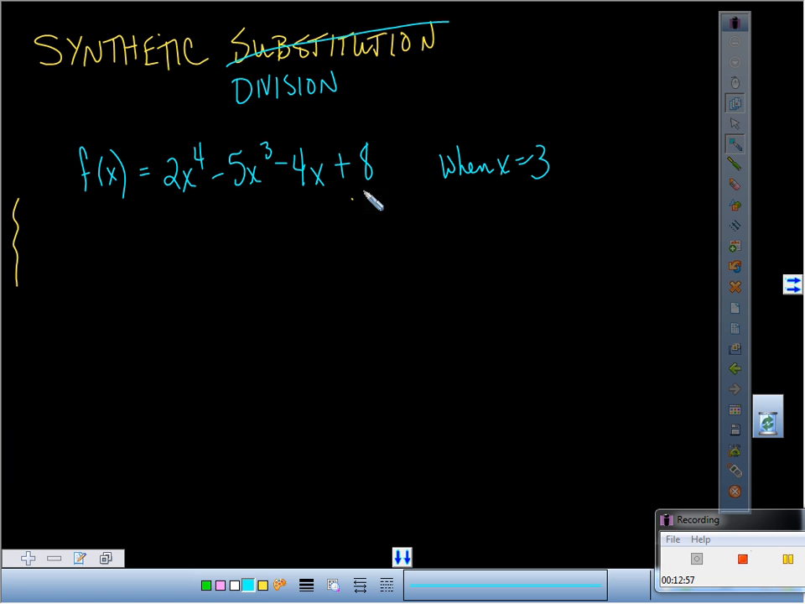Just use the numbers. There are a couple of rules you have to abide by when you use synthetic substitution or synthetic division. They're both the same thing. Number 1, it must be in standard form, from greatest exponent to least, and very, very important, all powers must be represented.